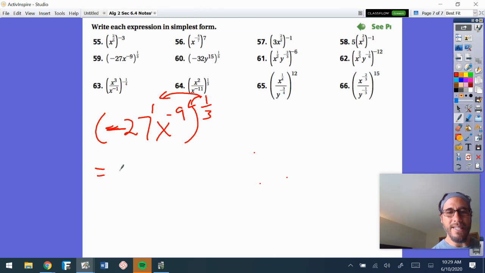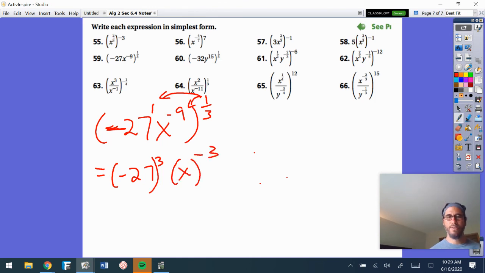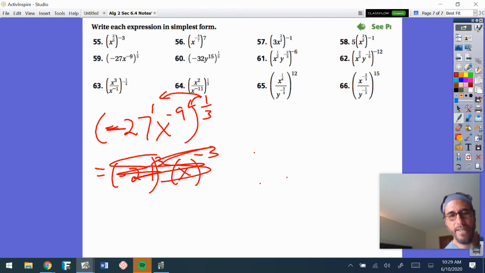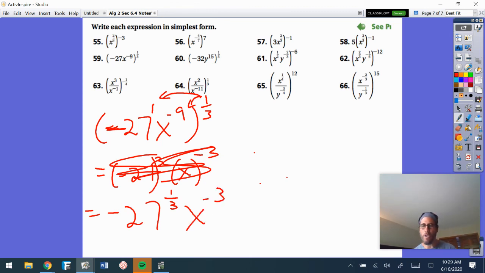So that means I'm going to get -27 to the 3rd. Okay. And I'm also going to get x to the -3rd. Right? Because I have to share that 1/3 to both of those. And I think I made a little bit of a boo-boo right there. So let's go. It would be -27 to the 1/3, and it would be x to the -3. Okay, so now let's go ahead and deal with these things.